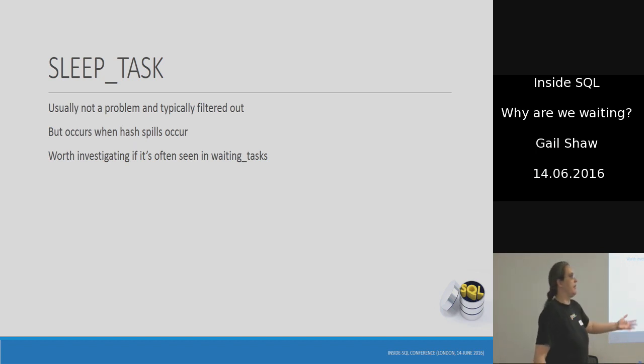So if you do see this thing keep popping up in waiting tasks, it's probably that you've got hash tables spilling to tempdb because the memory grants were inadequate, possibly because the row estimations were inadequate, could be your statistics are out of date, could be a bunch of other things. But it's probably going to be related to hash spills. Happiness? Yeah, it's a very esoteric one. As I said, most people just ignore this and it's usually safe to ignore. A question or just thinking? Okay, that's sleep task. A strange one.